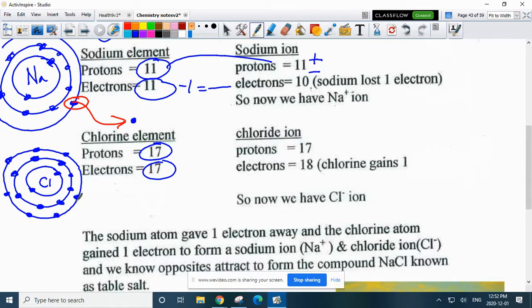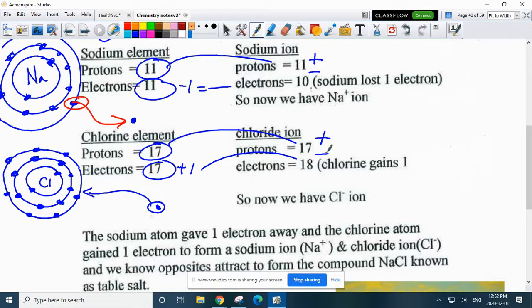So the question is, is chlorine going to give away 7 electrons to become happy, or is it going to try and find an electron and pull it in? Well, it's going to be easier to pull in 1 electron than to give away 7. It had 17 protons, but now in order to become happy, you're going to add 1 more electron. So there are now 18 electrons. So plus 17 minus 18 gives you a -1 charge.